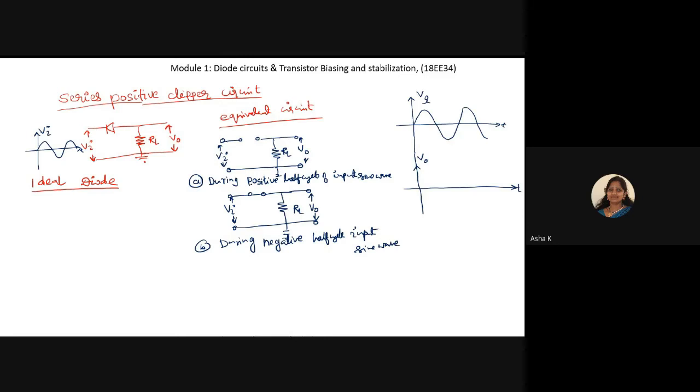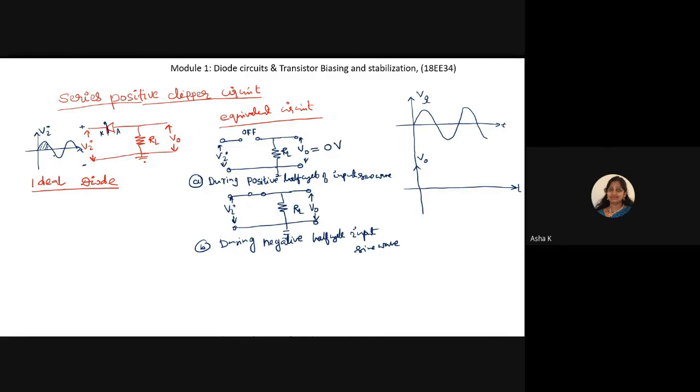During the positive half cycle of the input sine wave, particular information will be appearing across this. This is positive, this is negative. But here I have cathode and anode. When the cathode is more positive compared to the anode, what happens? The diode acts as an off switch, so it acts like an open circuit. When it is an open circuit, there is no connection between input and output. What happens to the output voltage? Output voltage will be equal to 0.